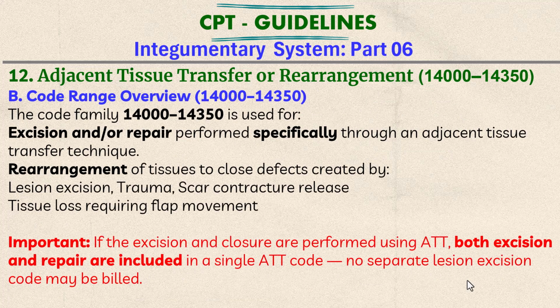The code range is an overview. Code family 14,000 to 14,350 is used for excision or repair performed specifically through an adjacent tissue transfer technique. Rearrangement of tissues to close a defect created by lesion excision, trauma, scar contraction release, tissue loss requiring flap movement. So important, if the excision and closure are performed using adjacent tissue transfer, both excision and repair are included in the single adjacent tissue transfer code. There's no need for a separate lesion excision code in this scenario.